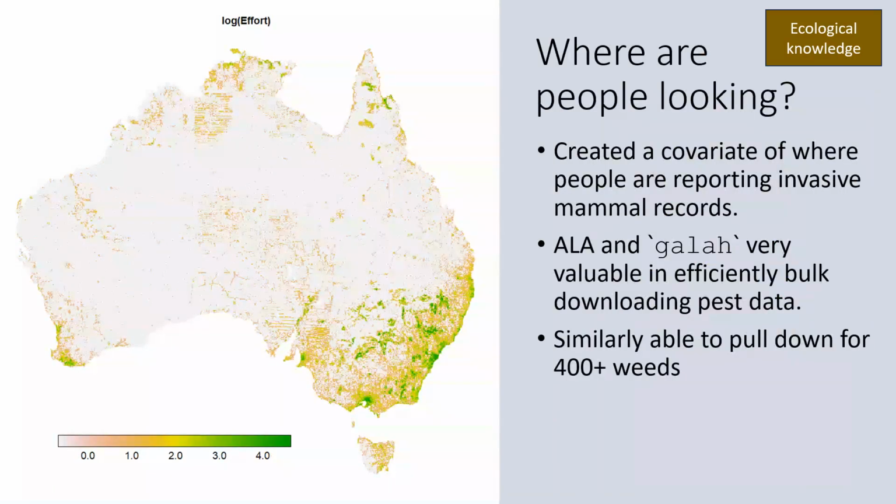So back to where people are, where observers are present versus where pigs are present. This is another place where ALA has been really valuable, and especially the Galah package. We've taken down every mammalian pest species record that we can see to get an idea of, okay, if you're seeing a goat at a location, you'd probably also tell us if you were seeing a pig at that location. So it's a good proxy for where people are looking as distinct from where they're present.